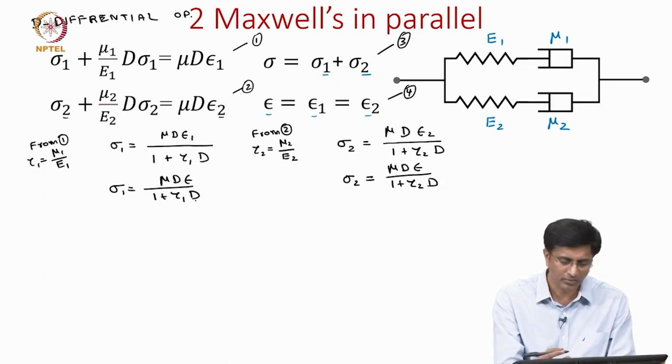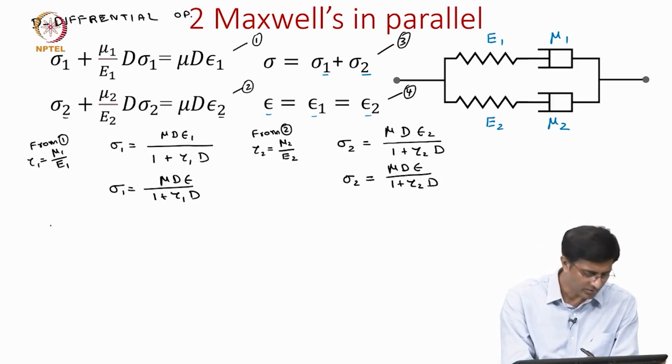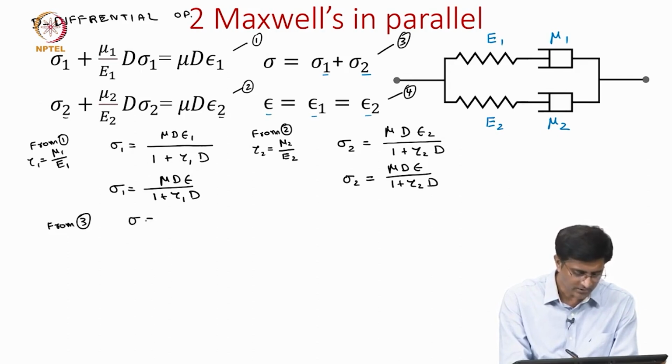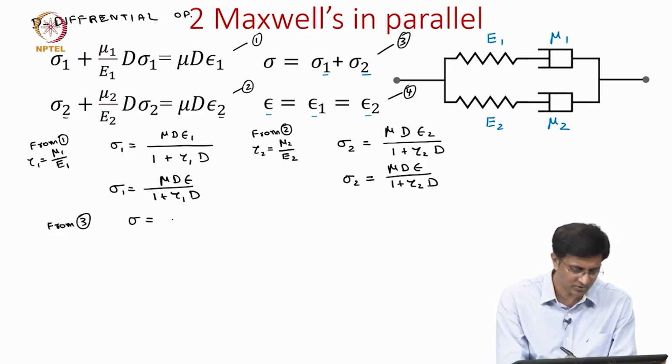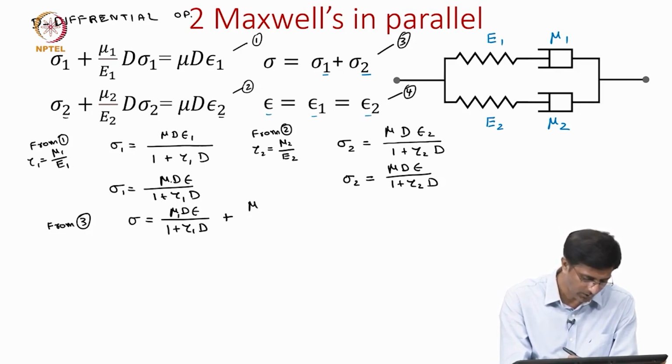This we have written by invoking equation 4, but now coming back to equation 3, we should be able to write the overall stress as simply the summation of sigma 1 and sigma 2, which are mu d epsilon by 1 plus tau 1 d plus, okay, I need to mention that this is mu 1.